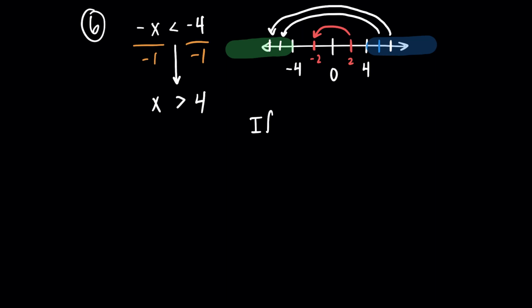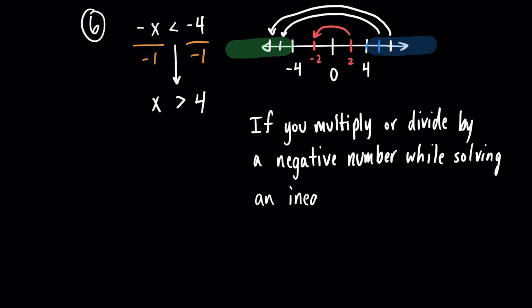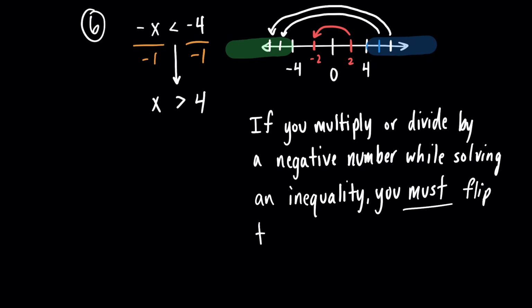So this is really important. I'm going to write this out. Sorry, I write really slow. If you multiply or divide by a negative number while solving an inequality, you must flip the inequality symbol.